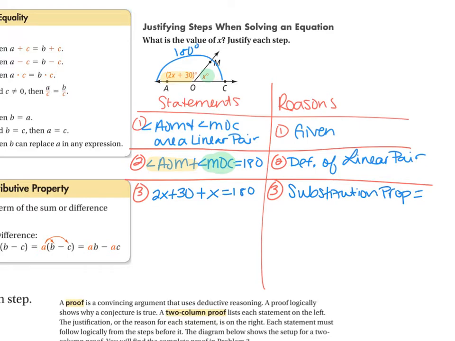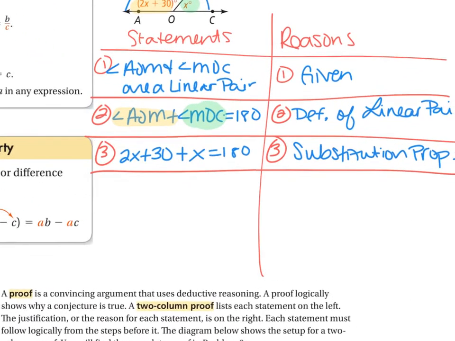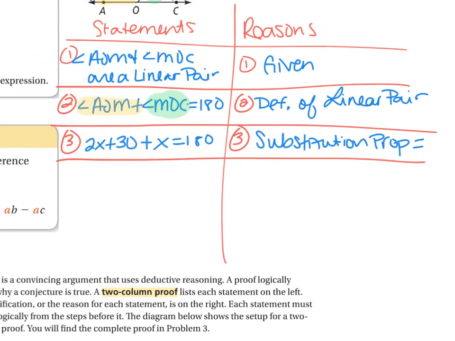All right, the next step. If you're going to solve this mathematically, how would you do that? Well, you would combine like terms. You would start by combining 2x plus x. So this is our fourth step. 2x plus x would give you 3x plus 30 equals 180. And the reason behind that one would be, just like I said, combine like terms. That's a reason in its own.